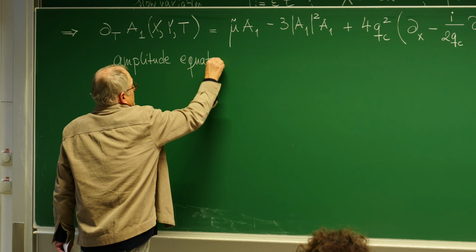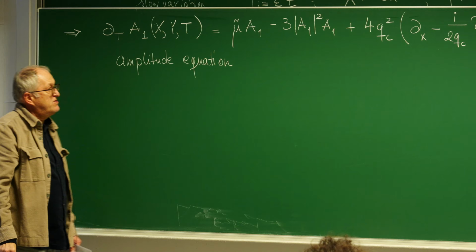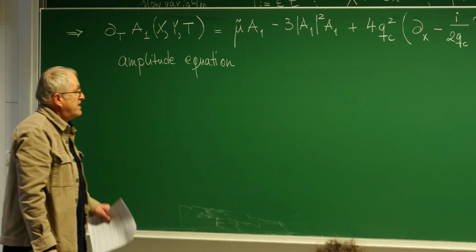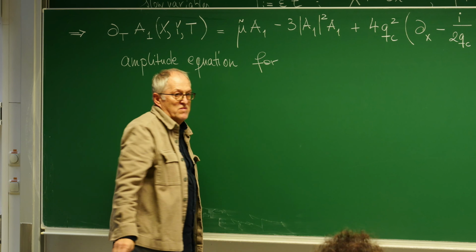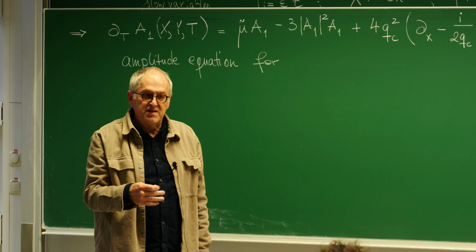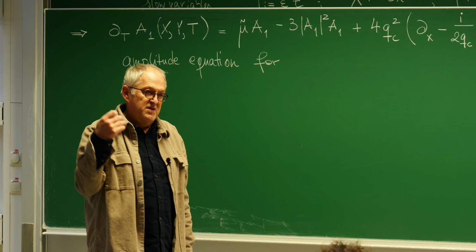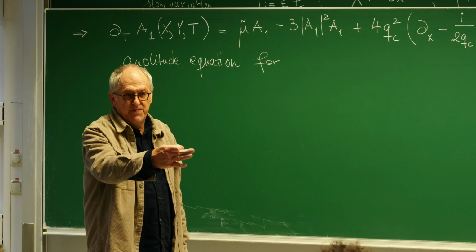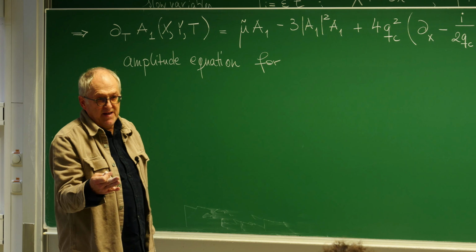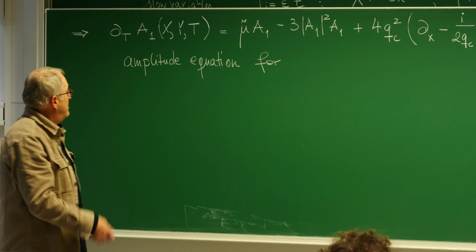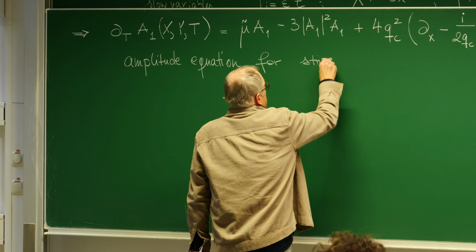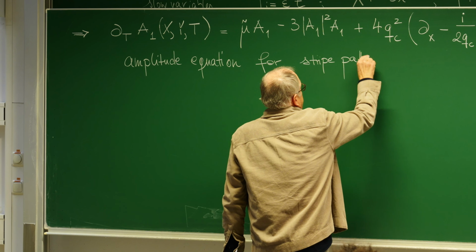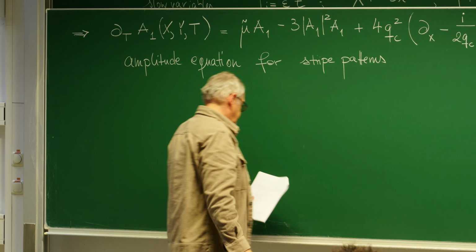simply because A is the envelope or amplitude for our solution. It's not the most general amplitude equation. Why not? Well, we made a particular ansatz. We assumed that the zeroth order solution is a stripe wave, e to the i qc x. So it's an amplitude equation for that ansatz, so for patterns that are stripe patterns.